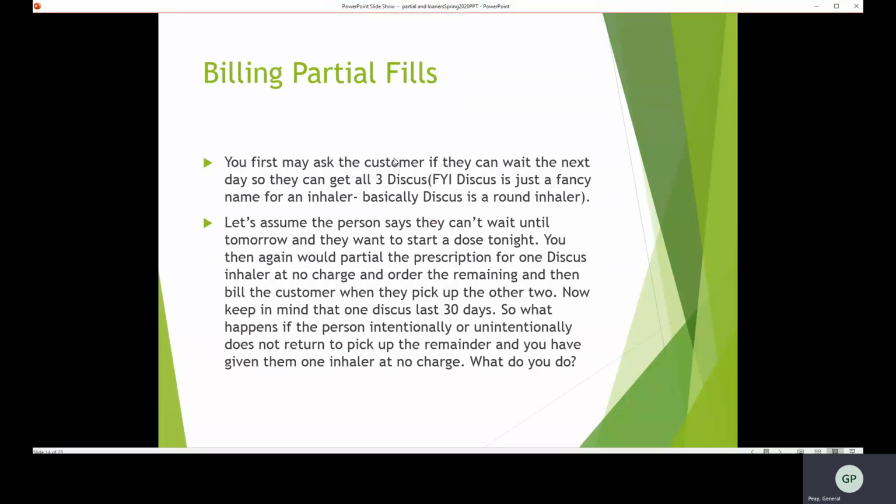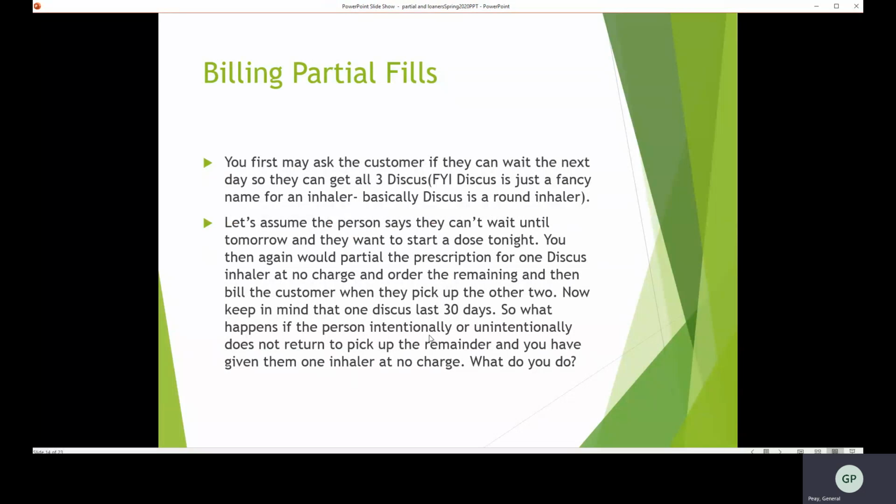But in some rare situations, the patient might say, the doctor told me I really needed to start on this medication today, so I really need at least one to get started, because my asthma is really bad. Advair is used for people who have chronic asthma. So let's assume the person really needs at least one. Now you have to partial at least one of those discs. And when you do that, you still tell the patient that you'll get the remaining in tomorrow or within 3 days, because the law says you need to get the partial quantity within 72 hours.